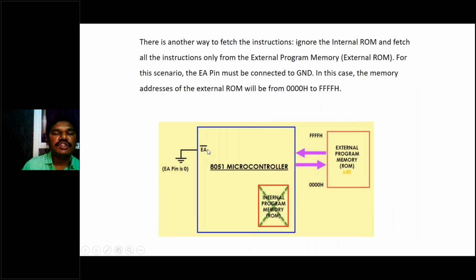If EA bar is 0, it does not read any data from internal memory; it will read the data only from the external memory. Then the external memory will be taken from 0000H to FFFFH, which means the complete 64 kilobytes of memory will be called externally.